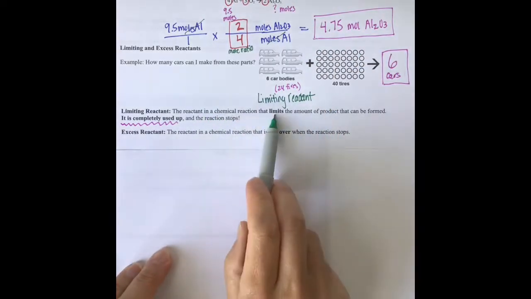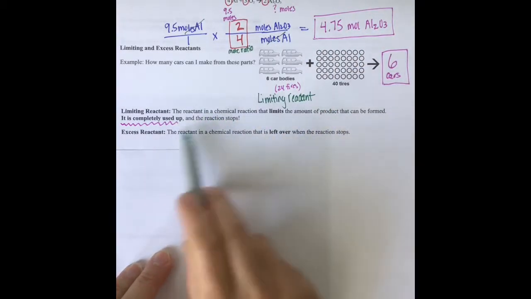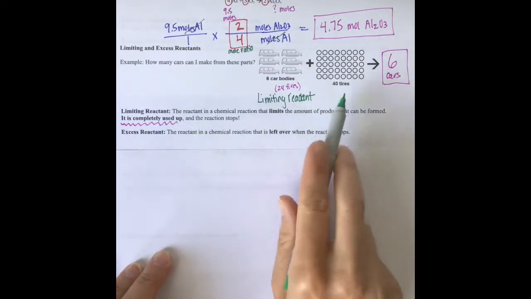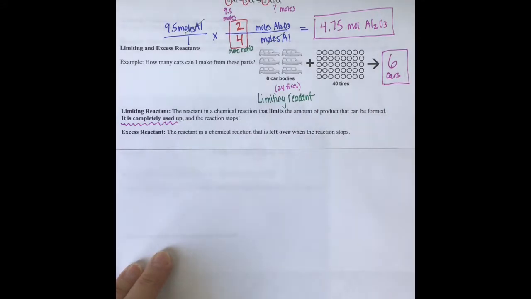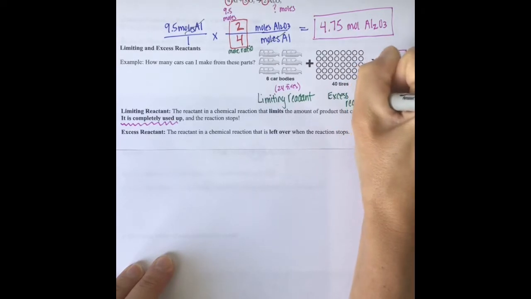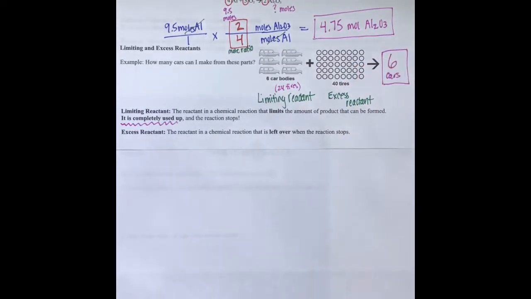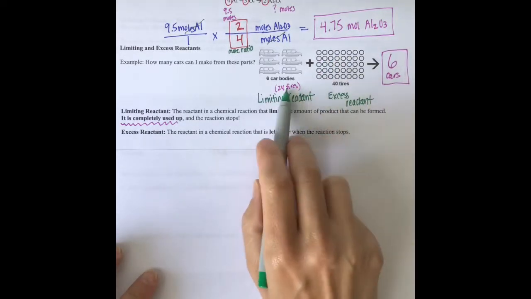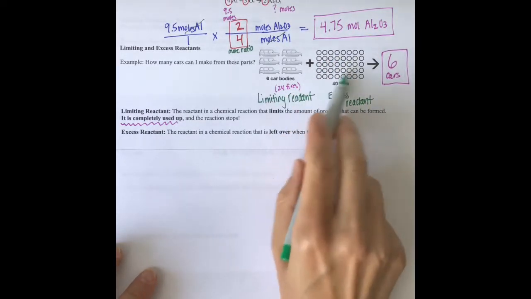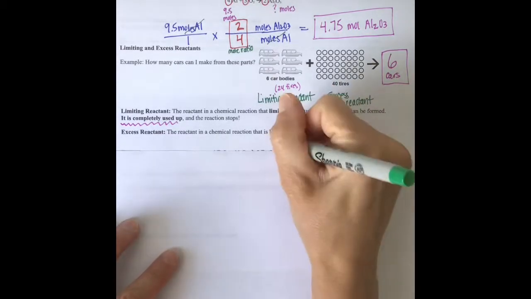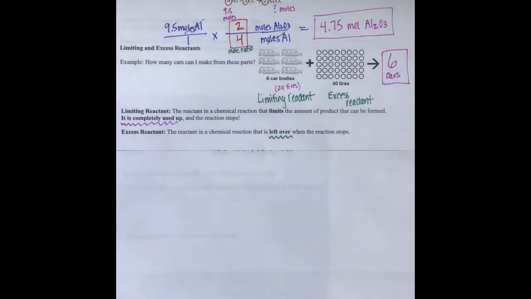The reactant that limits the amount of product that can be formed, it's used up and the reaction stops. Your other reactant is in excess. It is your excess reactant. And remember, the word excess means you have more than enough. Well, that's the case with the tires. I only needed 24, I had 40. I had more than enough tires for what I was trying to do. This is the one that you have some left over.